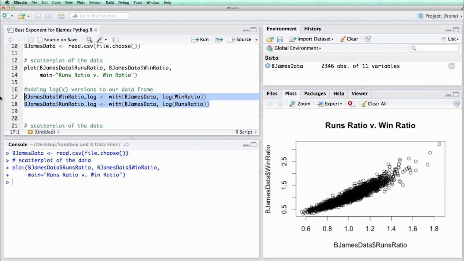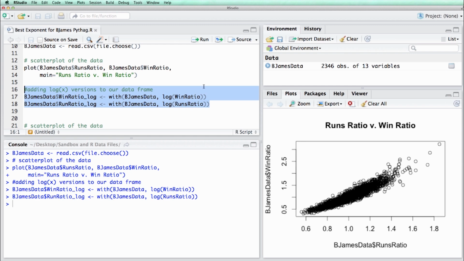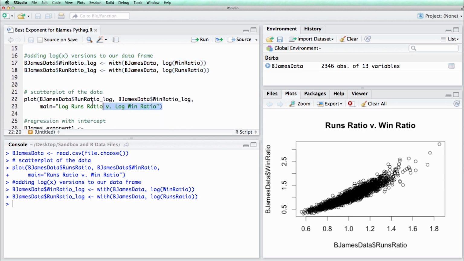But we really are doing the log transformation of these two data sets, so we can find the slope of the best fit line. Let's run that. Now we've added two new variables to our data frame. That's what the with command does. We've added a new variable called win ratio log and another variable called run ratio log. We can now do a scatter plot of those data.